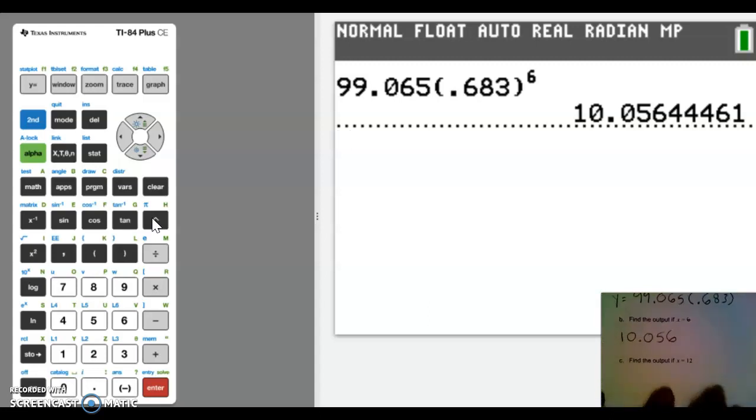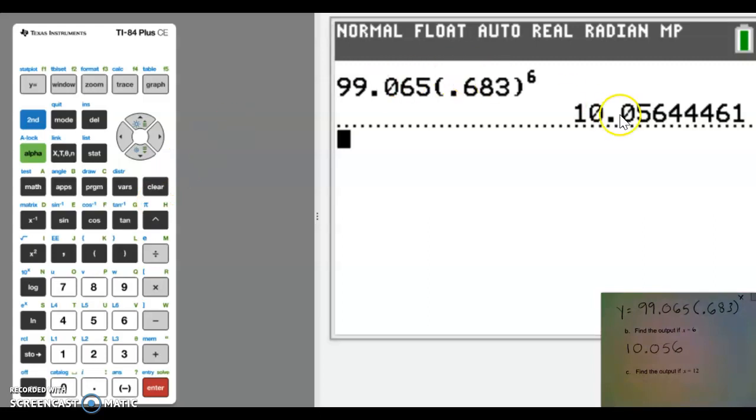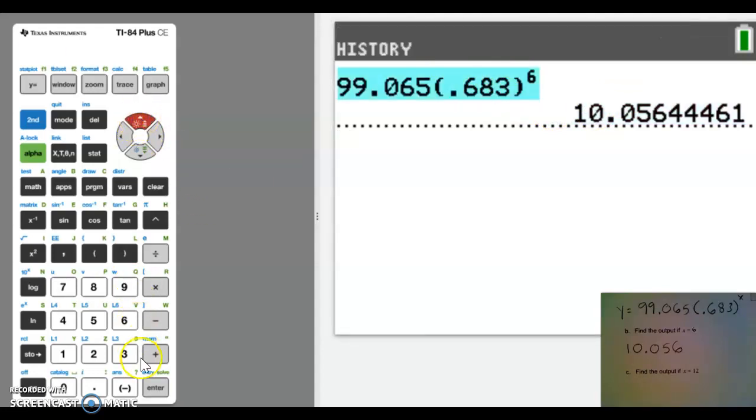Okay, the next question says, find the output if x equals 12. Well, x equals 12 is outside of my data set, so it is going to be extrapolation. I'm just going to go plug in a 12 in for x. And on your calculator, I'm actually going to save time. I don't want to type this whole thing in again, especially make sure I typed it correctly. I did. So I'm just going to press the up arrow key 2 times and pull down.